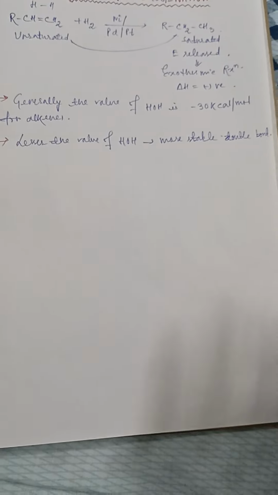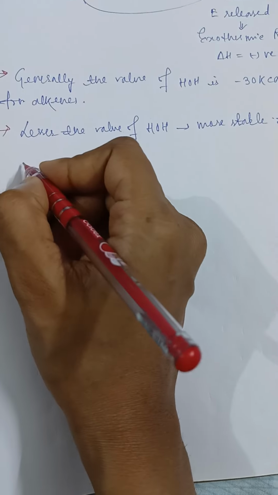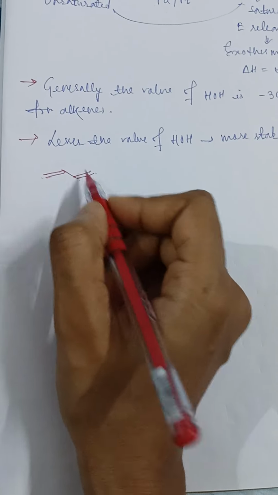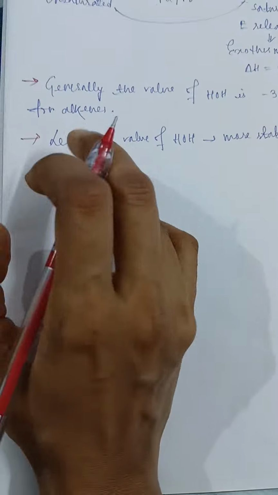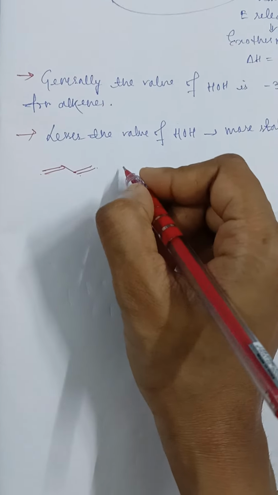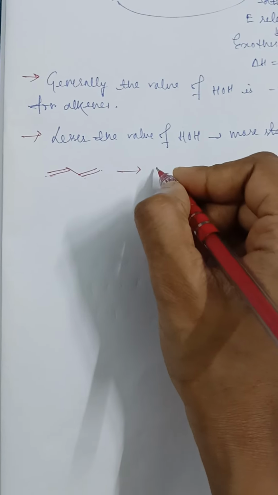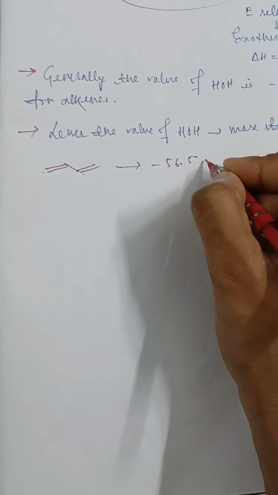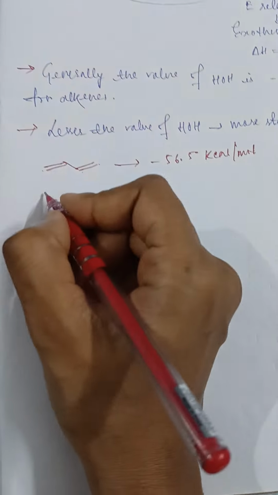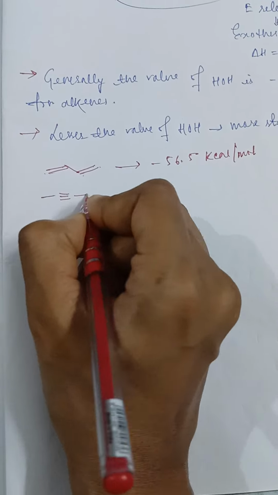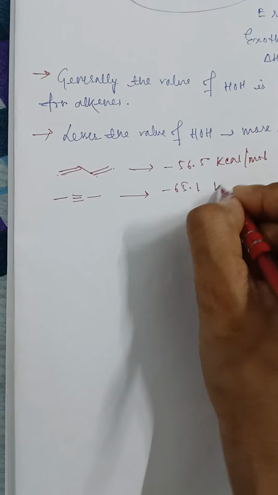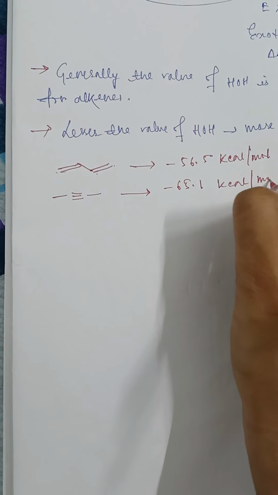Suppose I'm giving you an example. Let's take this compound. This is buta-1,3-diene, not but-1,3-diene, buta, because a diene is present, two double bonds. The value of heat of hydrogenation is around minus 56.5 kilocalorie per mole. But for this but-2-yne, there is an alkyne, the value is minus 65.1 kilocalorie per mole.